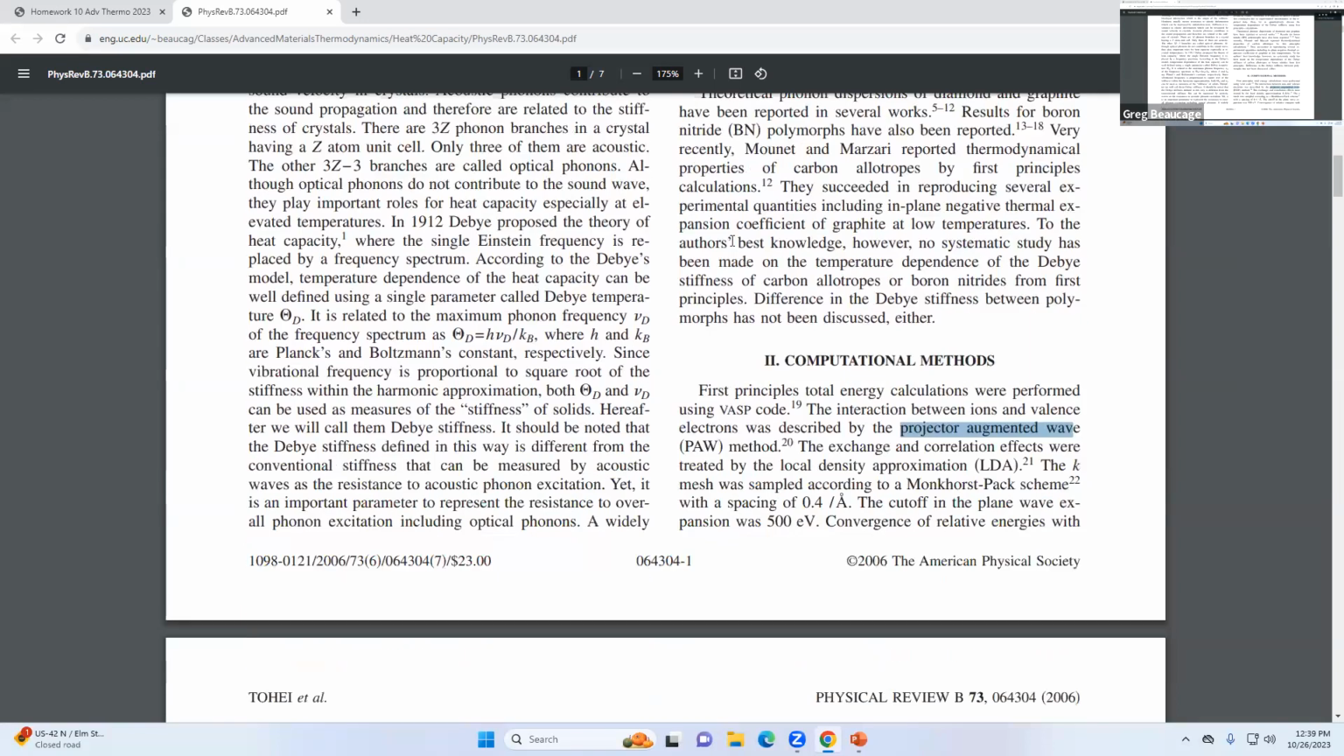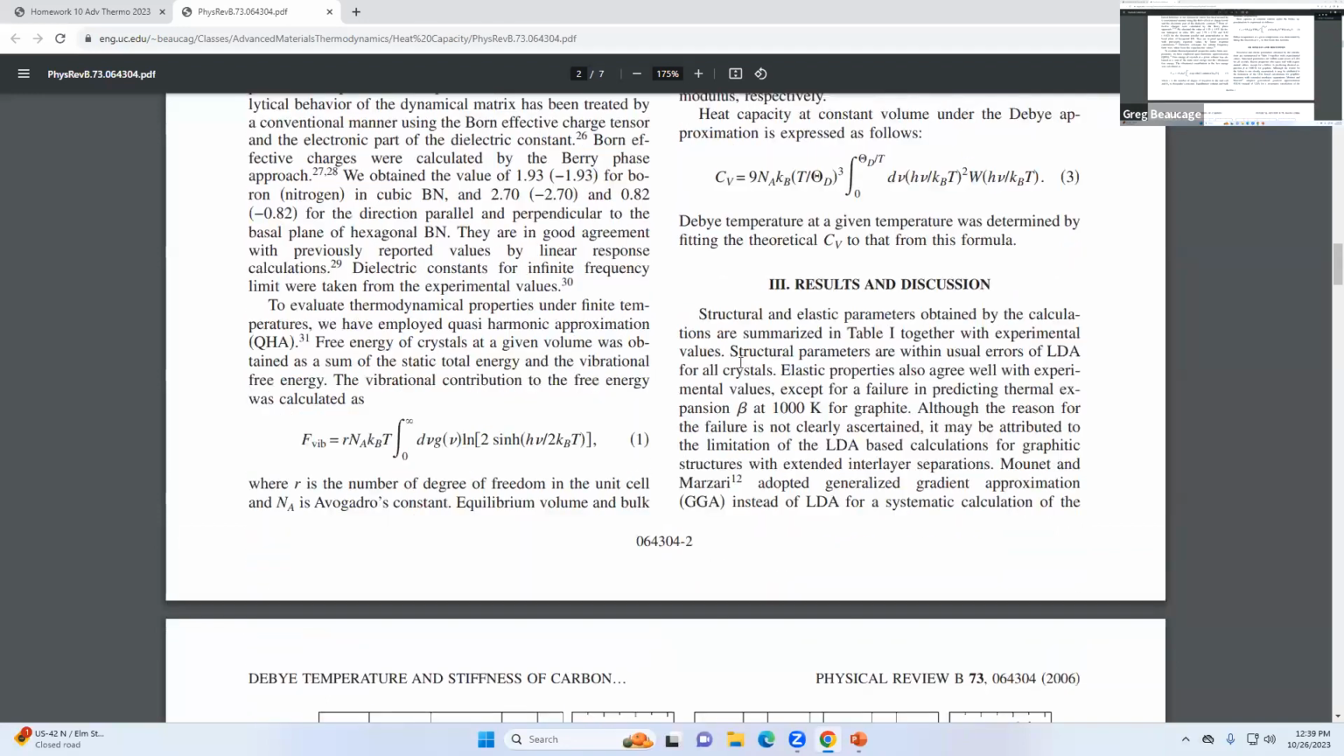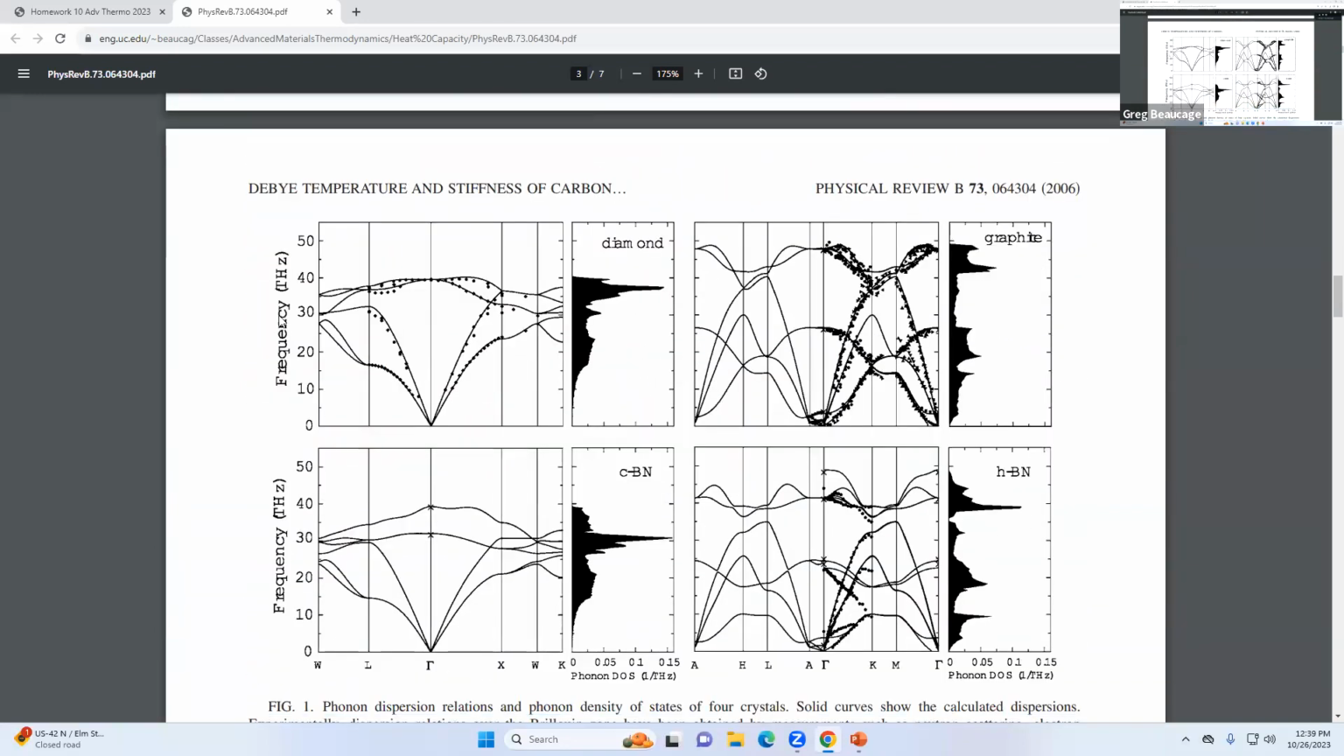And then he also does boron nitride, either in cubic or hexagonal. And then he's going to get the dispersion relations here. So this is frequency versus wave vector. You can see they go to 0. That means that's the modulus. Those are acoustic phonons. Then the ones that don't, that's like the dielectric constant.